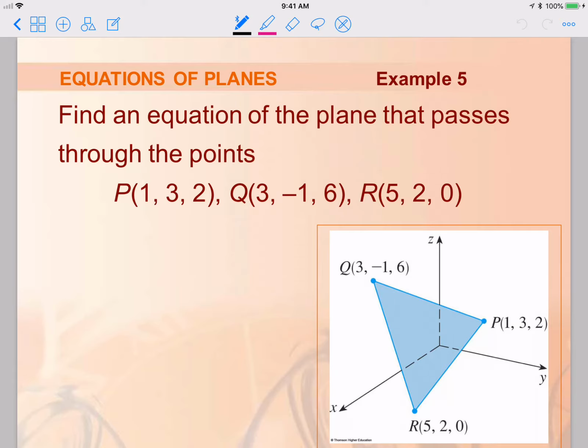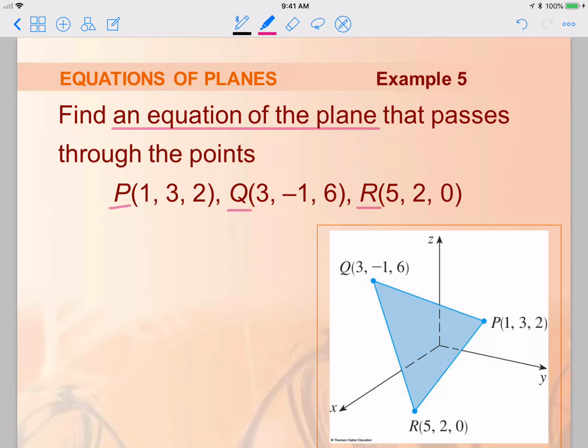Okay, let's do another example with finding equations of planes. Now we are given 3 points on the plane, and we're supposed to find an equation of the plane that passes through these 3 points. So we've got P, Q, and R.